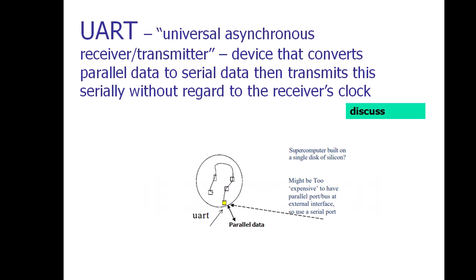And I'm going to talk for a few minutes about UARTs. A UART is a universal asynchronous receiver transmitter. It's a device that converts parallel data to serial data and transmits the data serially without any regard to the receiver's clock. I'm just going to go ahead and transmit. And you might think, what on earth is all this about? Or maybe what I need to communicate with is a supercomputer built on a single thin slice of silicon.